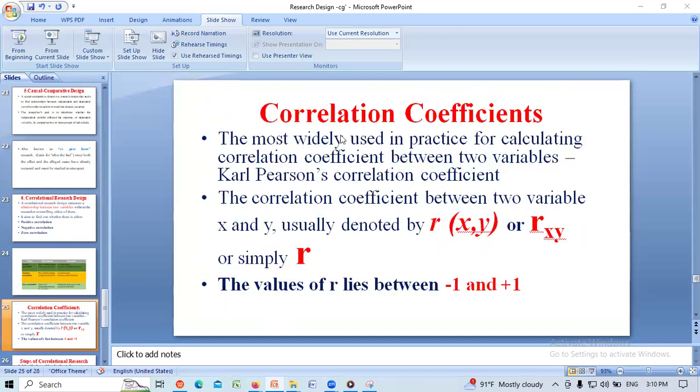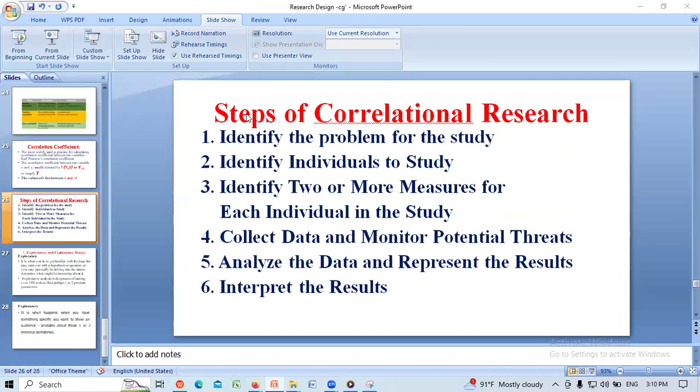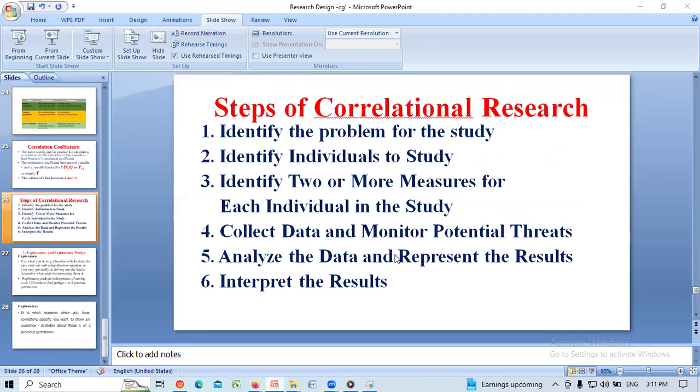Correlation coefficient: the most widely used practice for calculating the correlation coefficient between two variables is the Pearson correlation coefficient. The correlation coefficient between two variables x and y is denoted by r, and varies between +1 and -1. Steps of correlation research: identify the problem for the study, identify the individuals of the study, identify two or more measures for each individual in the study, collect data and monitor potential threats, analyze the data and represent the results, interpret the results.